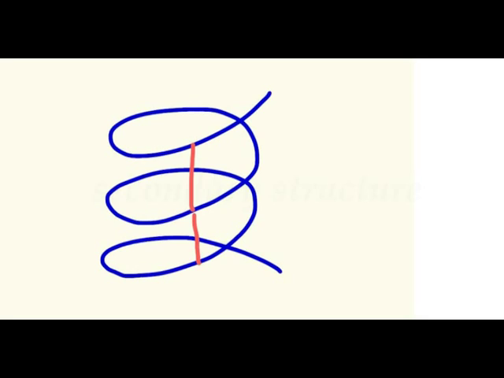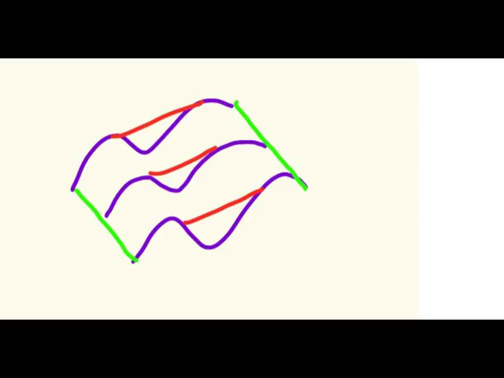Although the primary structure is linear, it soon twists and turns to produce a secondary structure. The secondary structures are held together only by hydrogen bonding. One of these is the alpha helix, and the other the beta-pleated sheet.